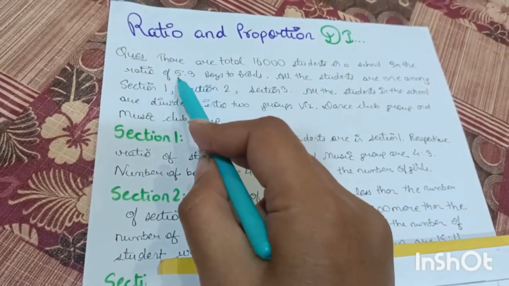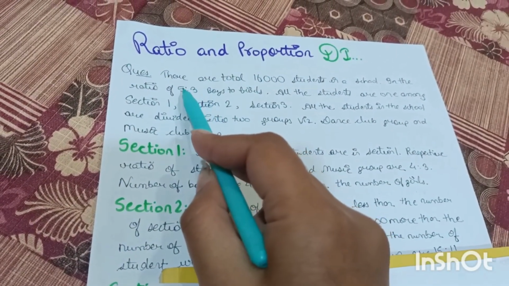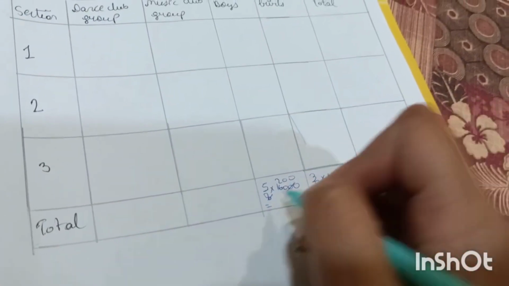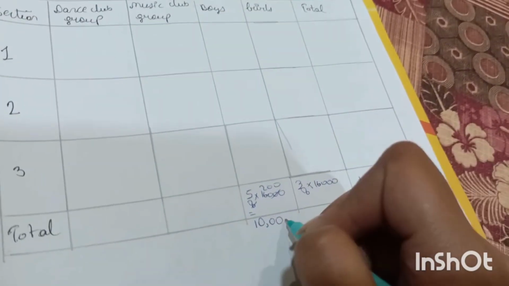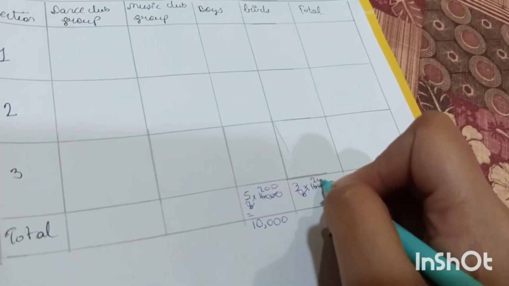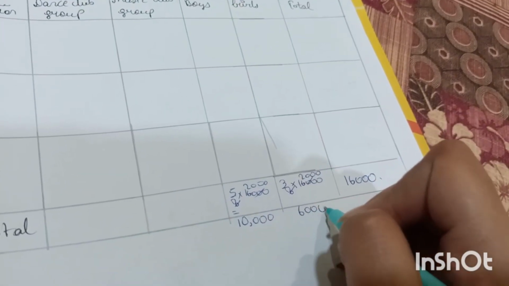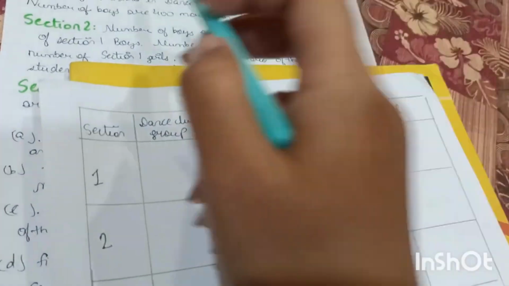Why 5 upon 8? Boys ratio 5 upon 8. 5 plus 3, 8. And for girls 3 upon 8. 5 plus 3, 8. So when you will solve it out, you will get the value 10,000. And over here you will get the value as 6,000. Okay. So now you have made the table.